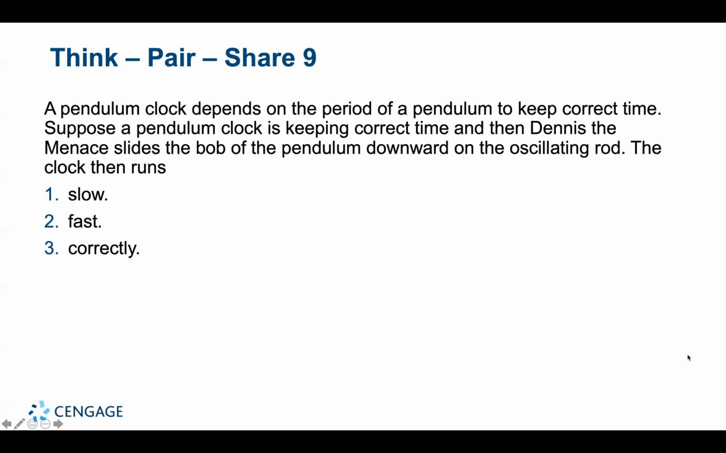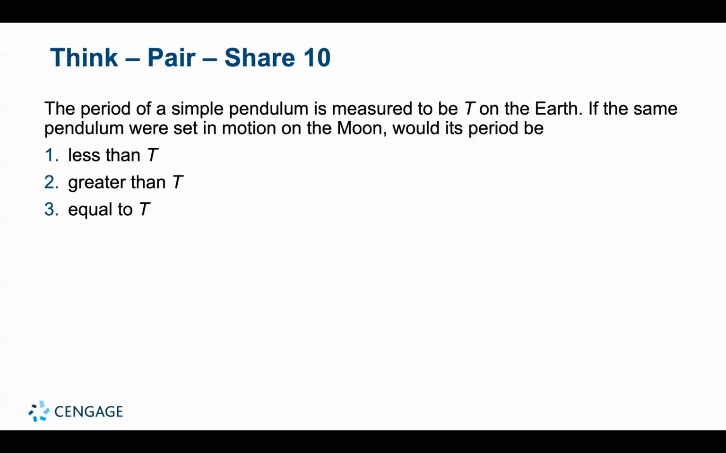Okay, so a pendulum clock depends on the period of a pendulum to keep correct time. Suppose the pendulum clock is keeping correct time, and then Dennis the Menace slides the bob of the pendulum downward on the oscillating rod. The clock then runs, and the answer is, slow. The reason the clock will run slow is that with a longer length, the period of the pendulum will increase, thus it'll take longer to execute each swing. So each second, according to the clock, will take longer than an actual second.